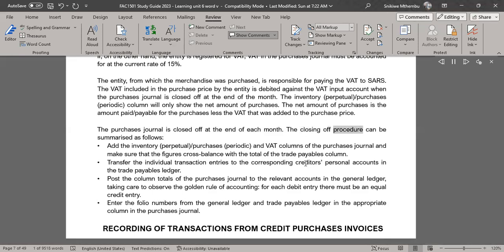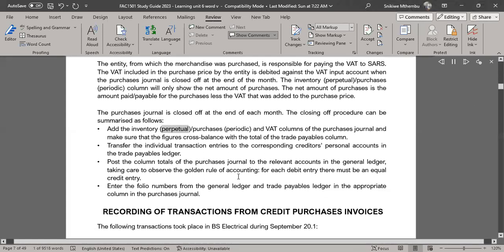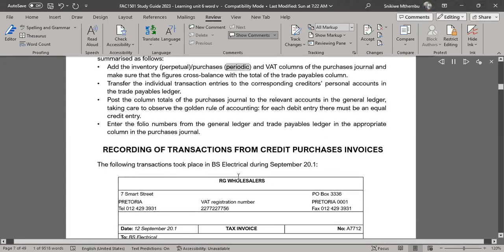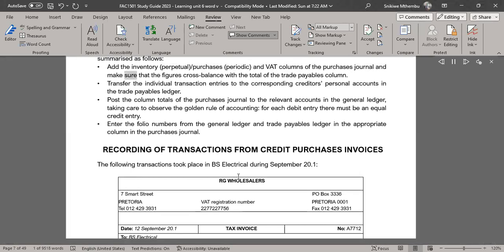The closing off procedure can be summarized as follows. Add the inventory perpetual/purchases periodic and VAT columns of the purchases journal and make sure that the figures cross-balance with the total of the trade payables column. Transfer the individual transaction entries to the corresponding creditor's personal accounts in the trade payables ledger.